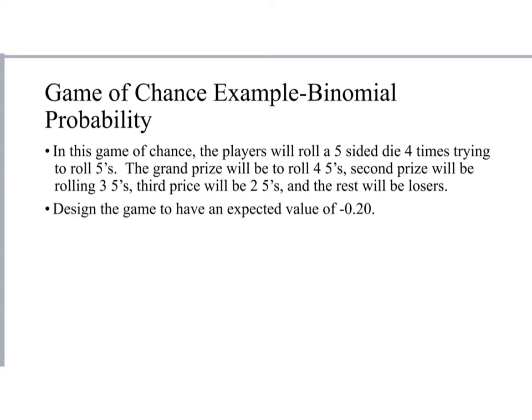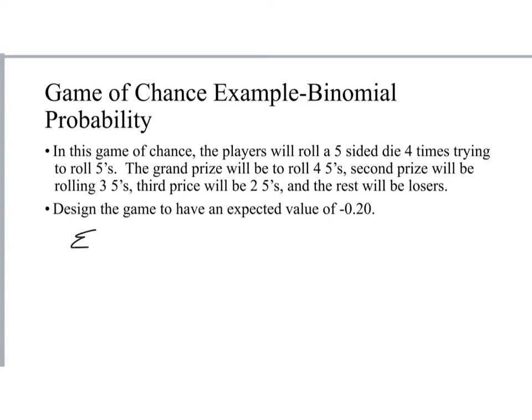So in this game of chance, the players will roll a five-sided die. So not a normal six-sided die, five sides, 1 through 5. They'll roll it 4 times, trying to roll fives. The grand prize will be to roll 4 fives. The second prize will be rolling 3 fives. Third prize would be 2 fives, and the rest would be losers. Design the game to have an expected value of negative 0.20.